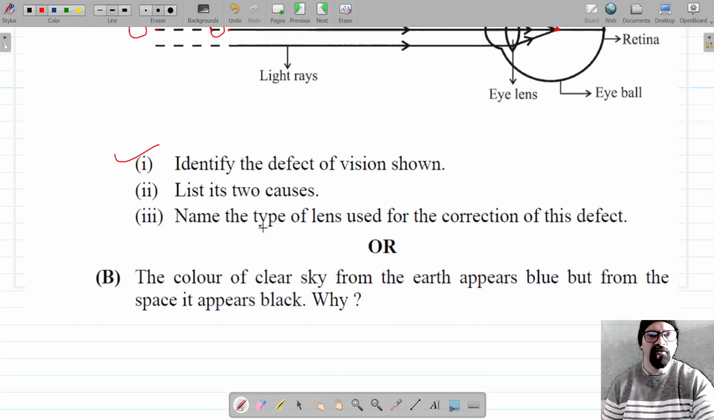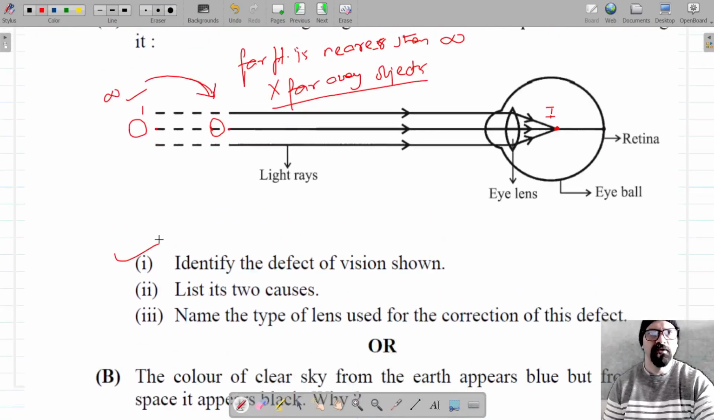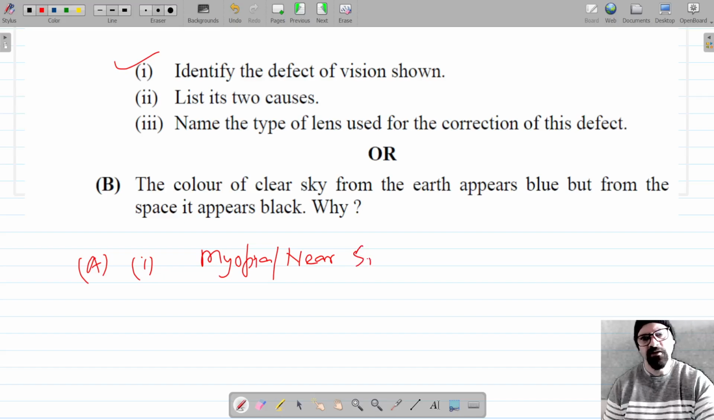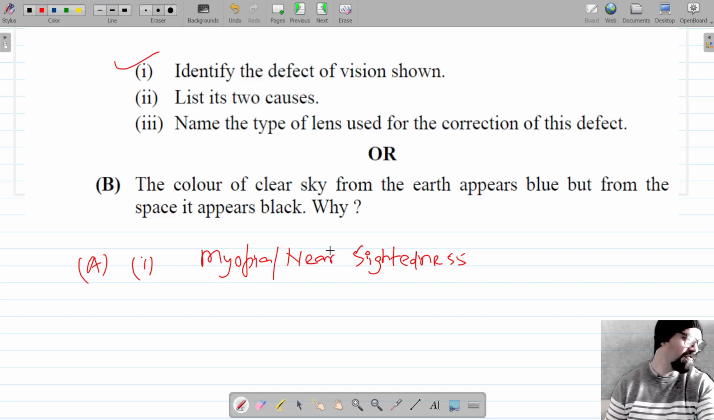So the defect of vision shown here is myopia, which is also called nearsightedness, which means we can see nearby objects but cannot see far off objects distinctly. It's not that we are totally unable to see the far away objects, but we cannot see them distinctly. We cannot distinguish between two objects clearly. So this is myopia, or nearsightedness.